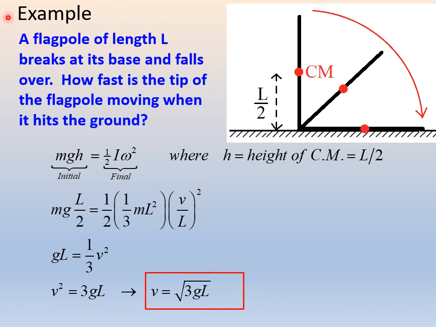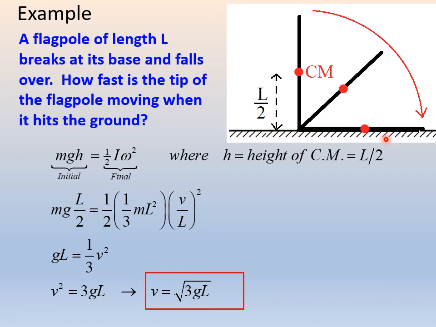Here's another semi-challenging problem that involves rotation as well. In this one, a flagpole of length L breaks at its base and falls over. How fast is the tip of the flagpole moving when it hits the ground? All right, so here is the initial flagpole standing up like this, and it snaps off down here, and it falls like this and ends up on the ground here.